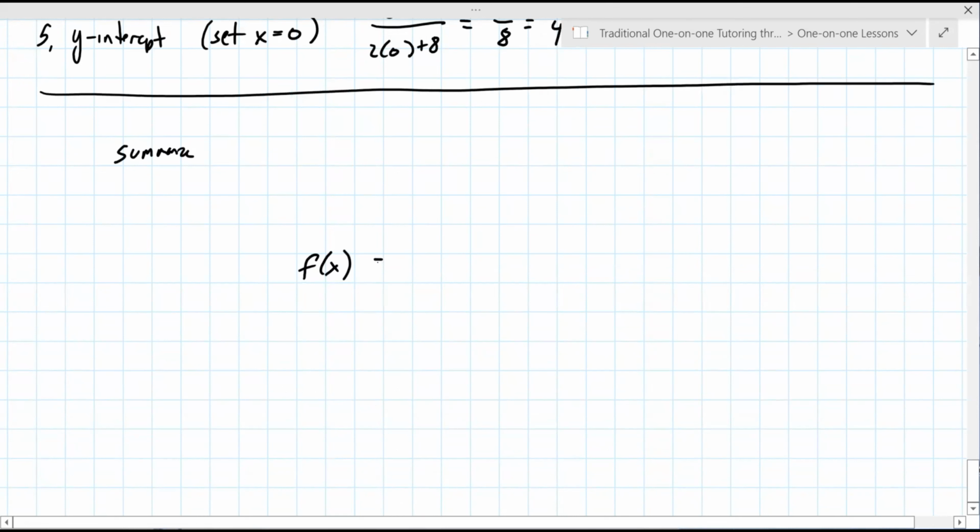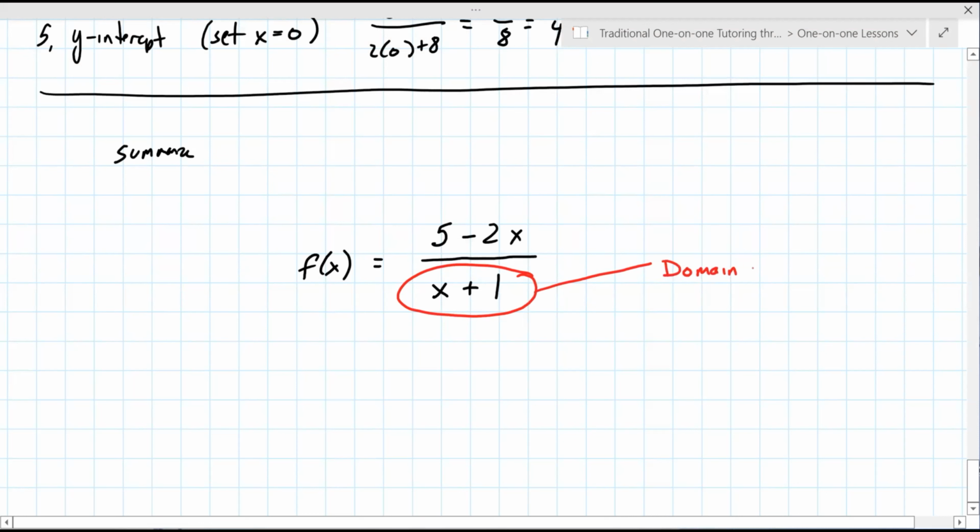So let me give you a function here. Let's say it's (5 minus 2x) over (x plus 1). Okay. We're going to talk about all the things that we've been mentioning. So what did we do first in all of our problems? What did we first find? The domain. The domain you find by setting the denominator equal to 0. So you want to think denominator. Denominator is the domain.